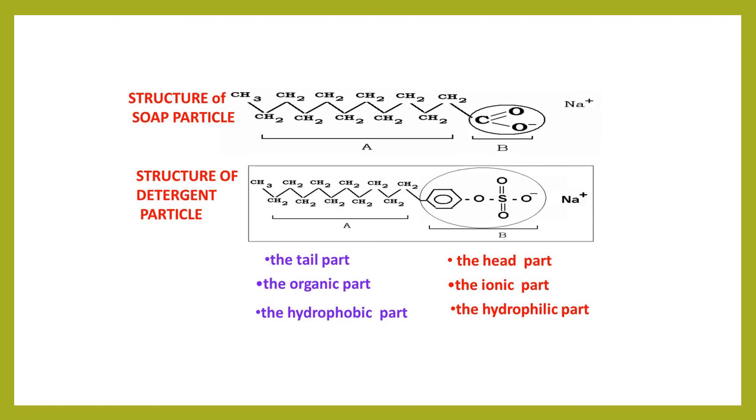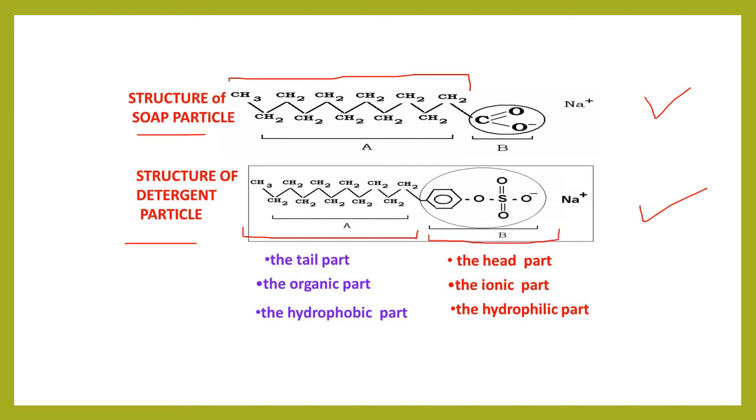Okay, here are the structures of the soap particle and detergent particle. That is the soap particle, this one, and that is the detergent particle. And this is the tail part of the soap particle. This is the tail part of the detergent particle. You find it the same. The difference is there in the head part. And this is the head part of the soap particle and detergent particle, right?